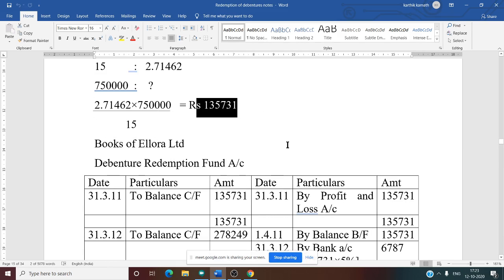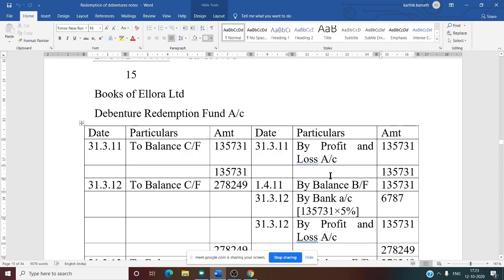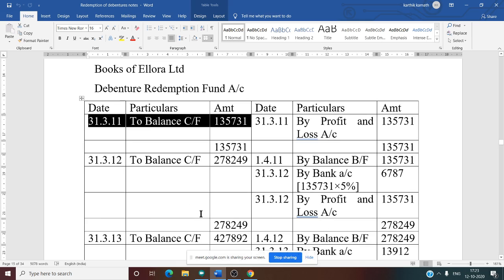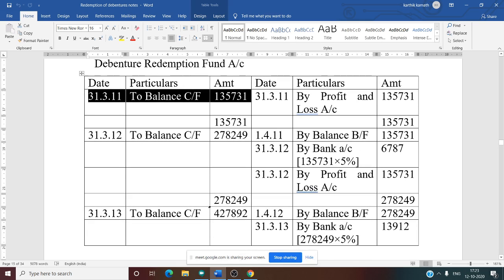Working note number one. So close that year balance, no other adjustment. To balance carry forward 1,35,731. Now we close the first year. Now second year we need to do. Like this we need to do it for 5 years.